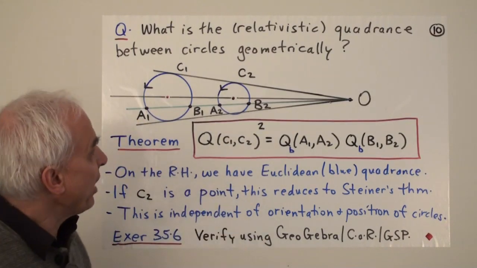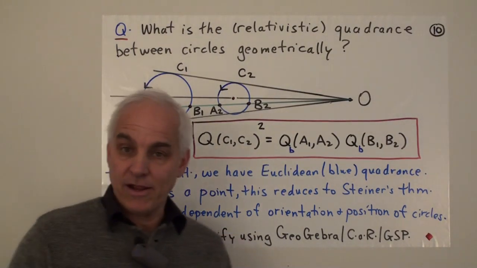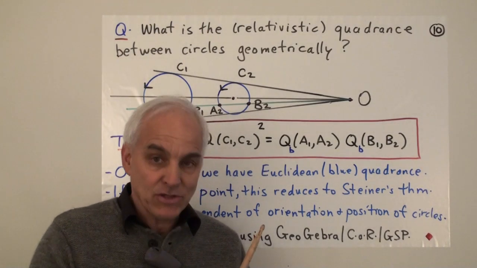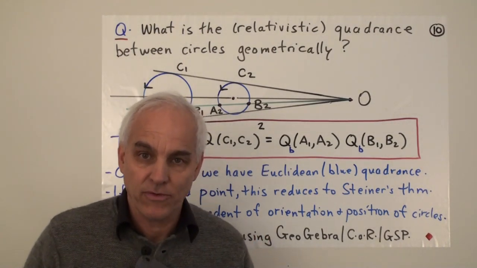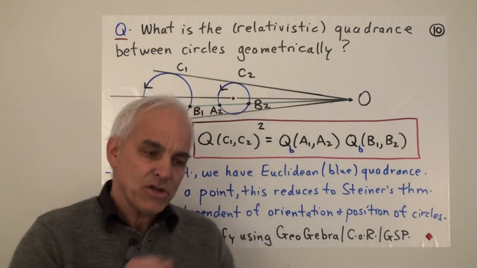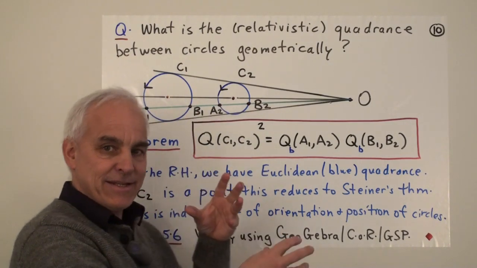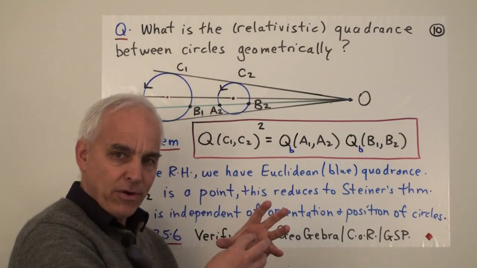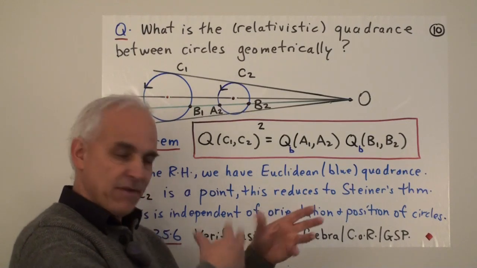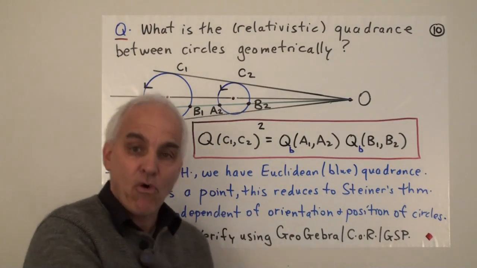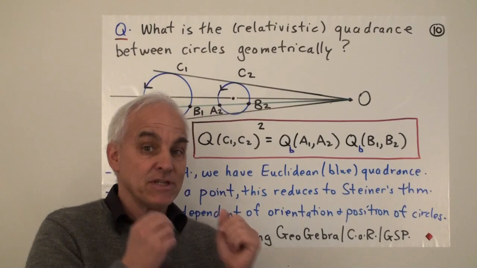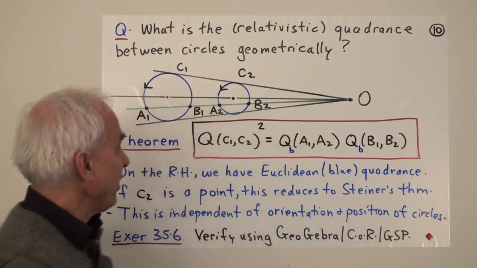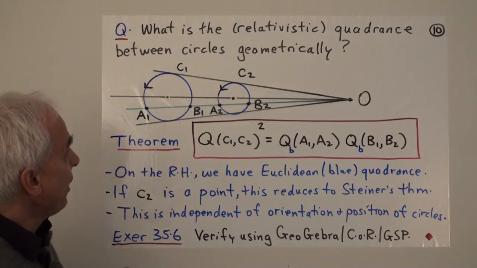So I'd like to finish by answering a question that I left you with in our last video, which is really, how does one think about these relativistic quadrances in general? Not just for circles which are nicely situated so there's a common tangent. What happens if the circles are inside each other or overlapping? Or with different orientations? Is there some sort of uniform way of thinking about the relativistic quadrance between two sine circles? Well, it turns out there is, and I'd like to show you this theorem.